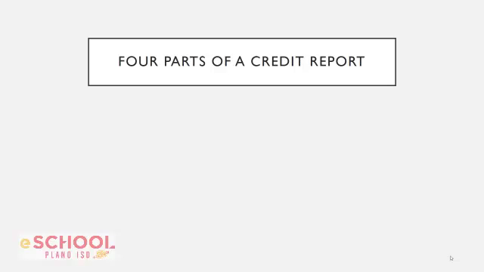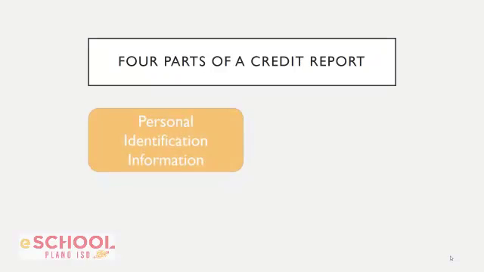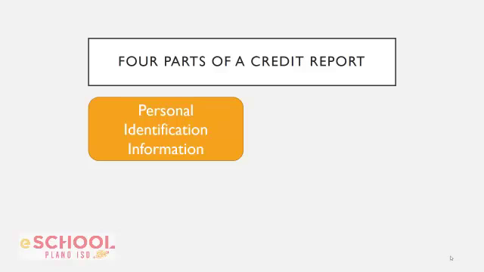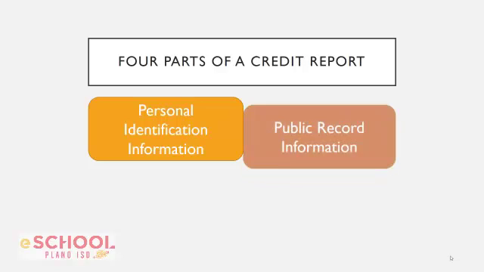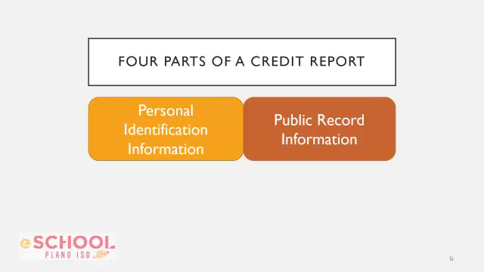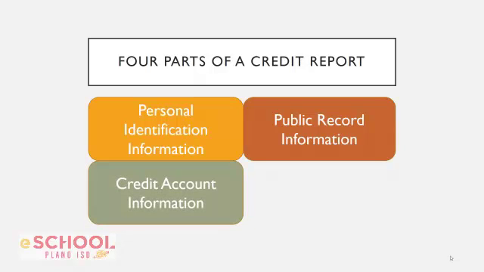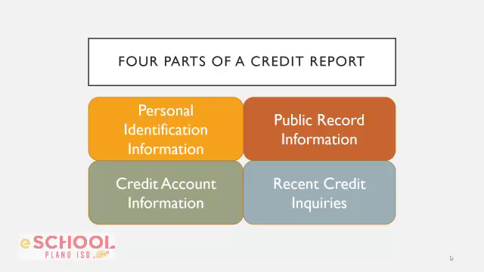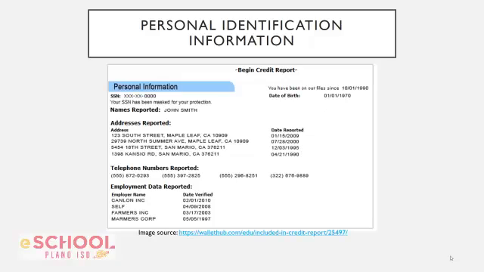There are four parts to a credit report. There is the personal identification information, the public information, credit account information, and recent credit inquiries. And we're going to look at each of these more closely.